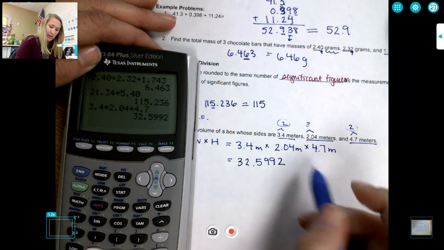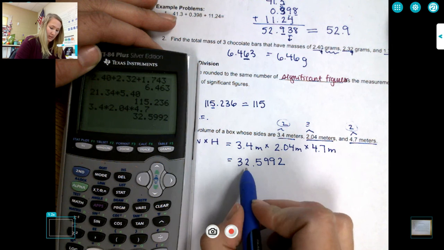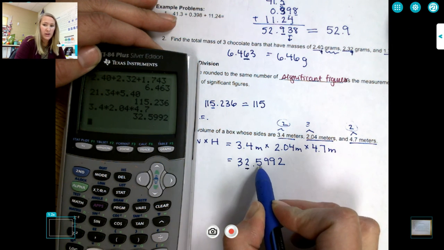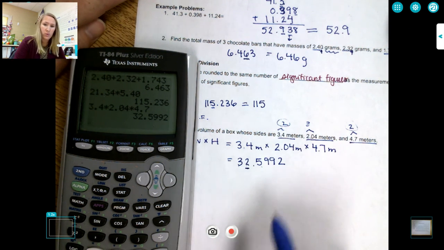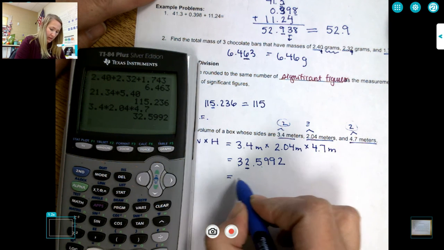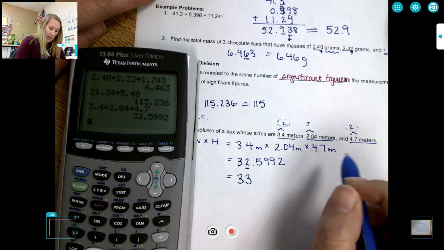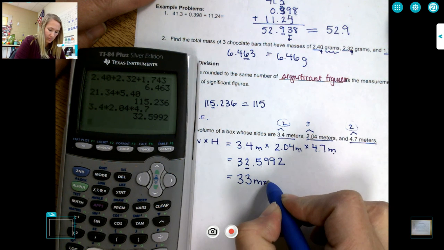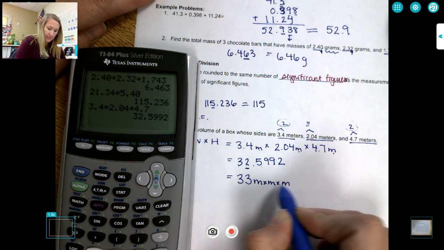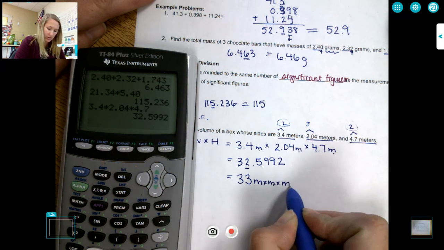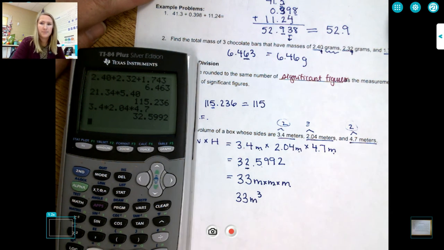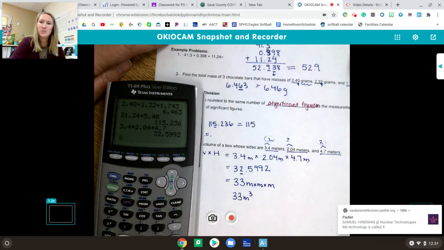I get a final answer of 32.5992. Now I can only have 2 sig figs, starting from the left, 3 and 2. The number after my 2 is a 5, so that means I round up to 33, not down to 32. So my final answer is 33. I have meters times meters times meters, so meters squared, meters cubed. So my final answer is 33 meters cubed. And that is what you need to know on significant figures and calculations.